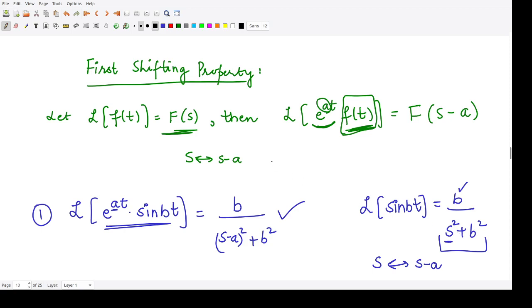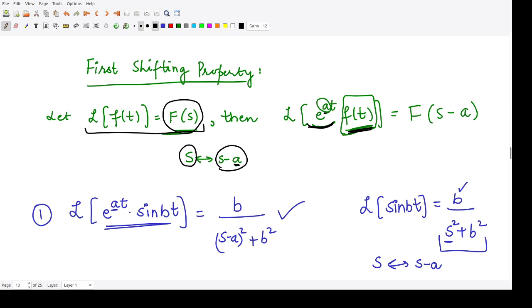So in the previous class we have studied this first shifting property. What does this say? It says that if you have the Laplace transform of some function f of t as F of s, then the shifting property says that the Laplace transform of the same function when multiplied by e to the power at would be nothing but this particular function where you have now replaced s with s minus a.